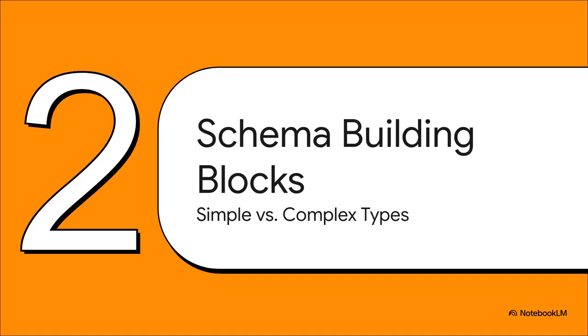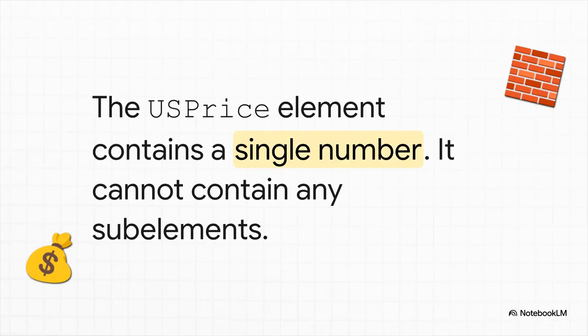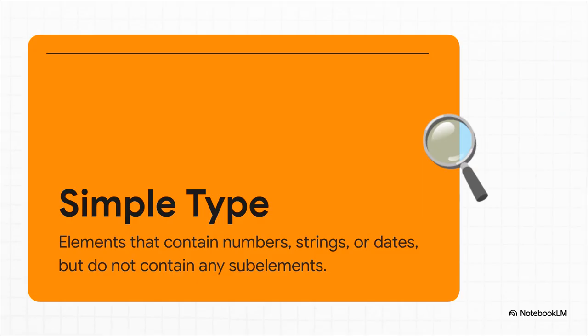So what's actually in this blueprint? Well, it really all boils down to two main kinds of building blocks. We call them simple types and complex types. First up, you've got something like this US price element. It just holds one single piece of info, in this case, a number. In our building analogy, this is like a single brick. It's a fundamental unit. In the language of schemas, we call this a simple type.